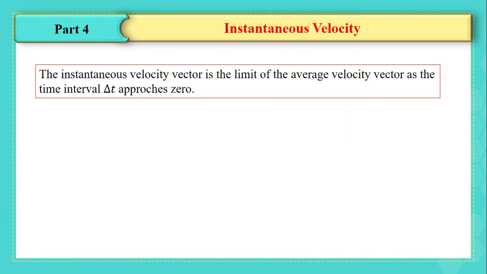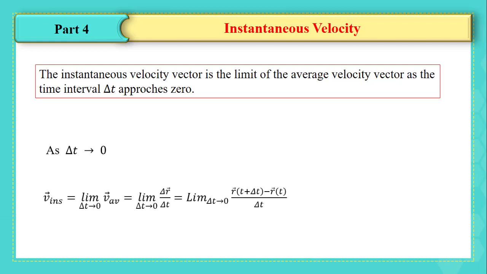Therefore, we conclude that the instantaneous velocity vector is the limit of the average velocity vector as the time interval delta t approaches 0. The limit of the average velocity is the limit of delta r divided by delta t as delta t tends to 0. Delta r is the displacement vector between the two instants, taken to be t plus delta t and t.